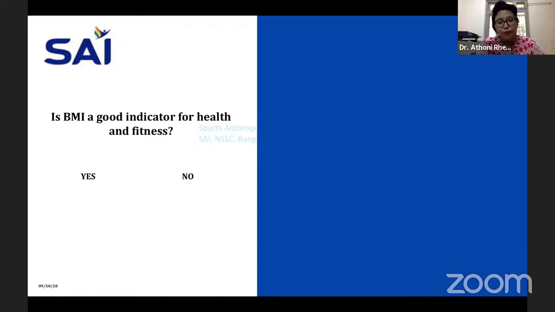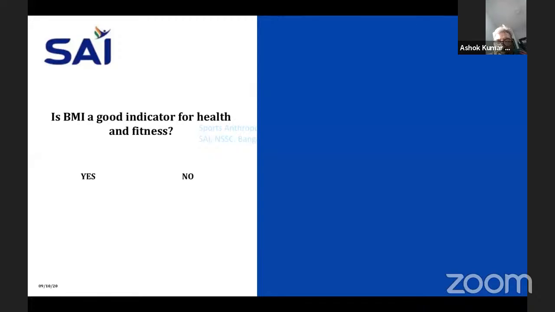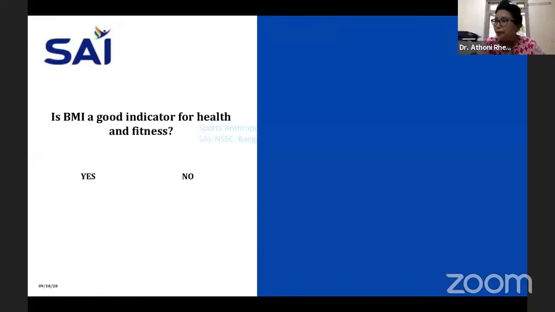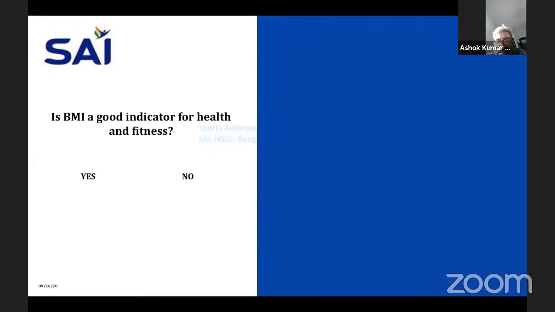Any idea? It could be yes, because the percentage of fat is a little reduced when we talk about muscle, lean muscle mass. Okay, any response? And then the second is metabolism. Okay.